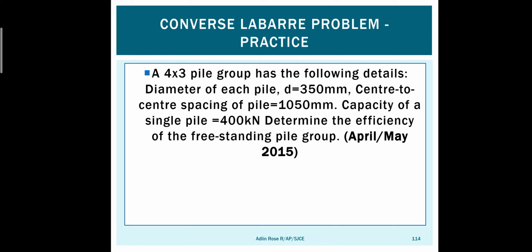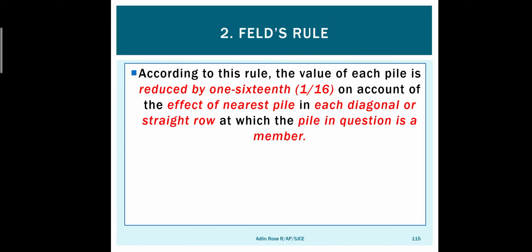So what is m? Number of rows. So the number of rows is going to be 4 and the number of piles in a row is going to be 3. Don't confuse m by n. So the total number of piles is going to be 4 into 3, that is 12. And using this data, find the efficiency of the pile group capacity. Take a screenshot of this. Please try the problem.